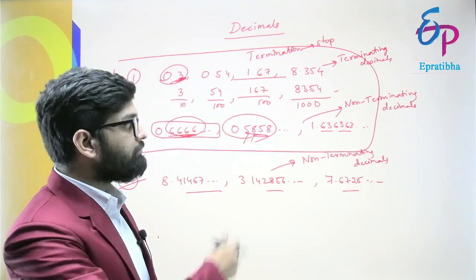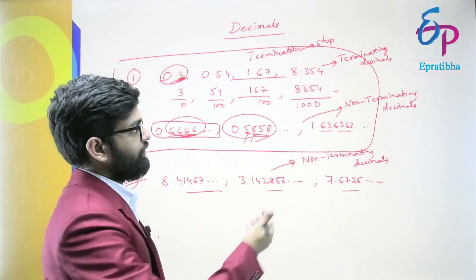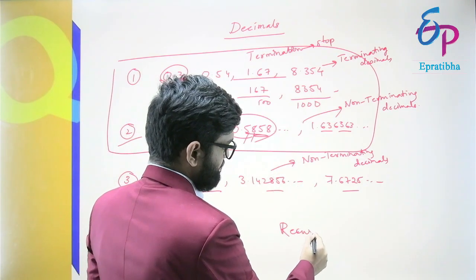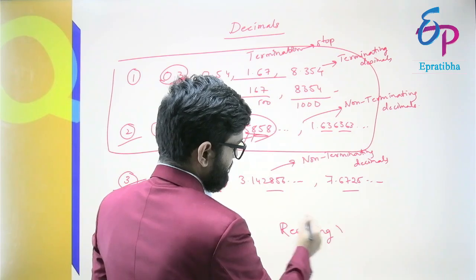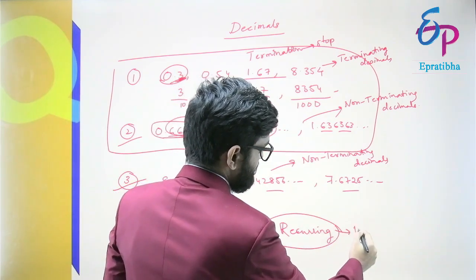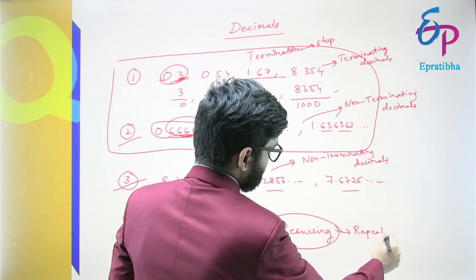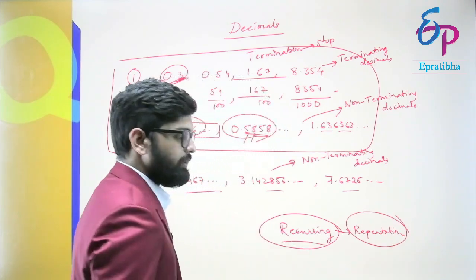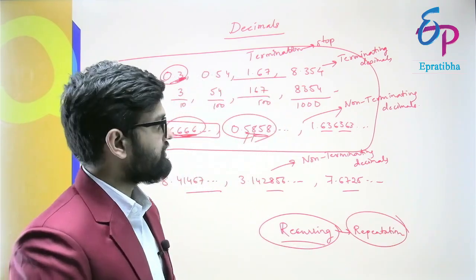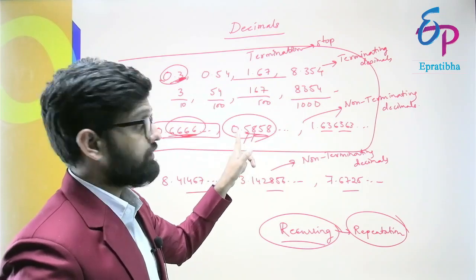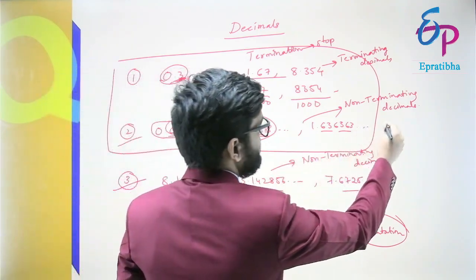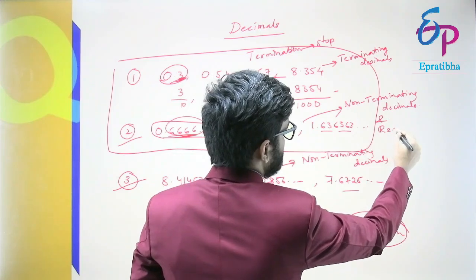So there is one more word called recurring. What is the meaning of recurring? Recurring means repetition. Recurring is nothing but a repetition. Here the numbers after the decimal are being repeated. So we call these numbers recurring decimals.